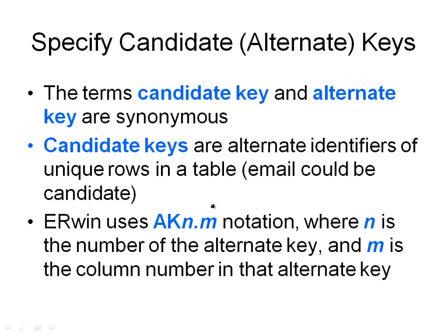And then we have certain notations that we are going to use for those alternative keys, where we can say AK, alternative key, N.M, where N is the number of the alternate key and M is the column number in that alternate key. So we can identify these candidate keys within the table once it's been created.